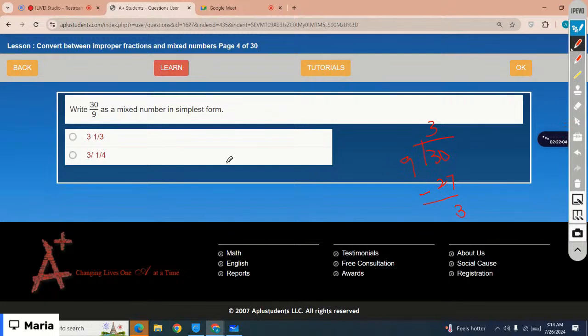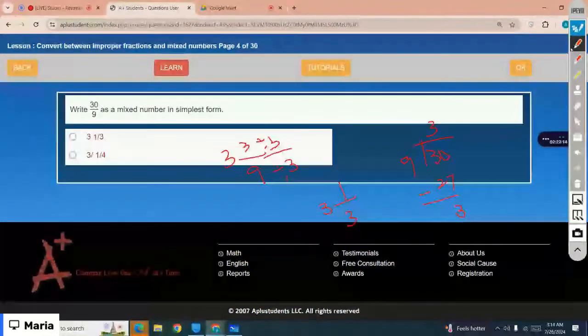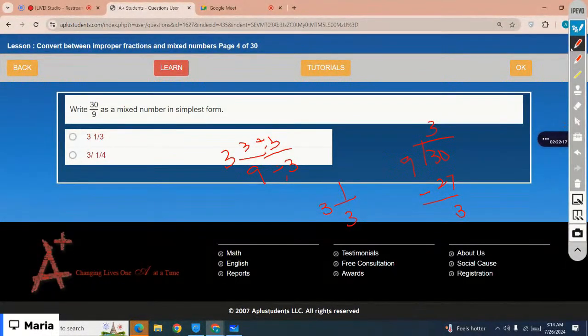That is 3 whole 1 over 3. The correct answer is 3 whole 1 over 3. The correct option is 3 whole 1 over 3, right?